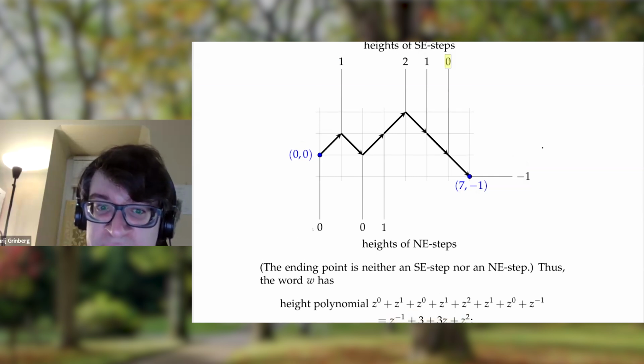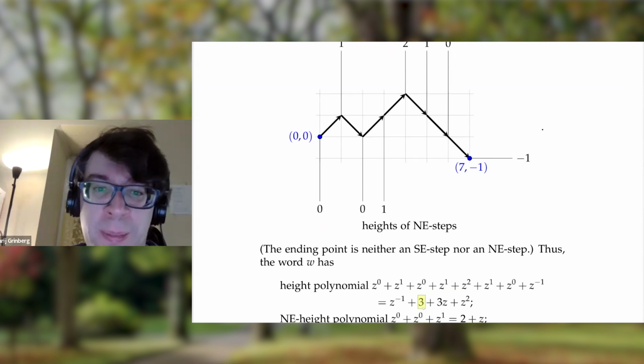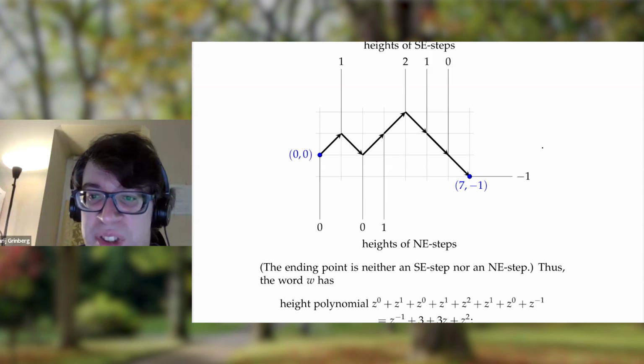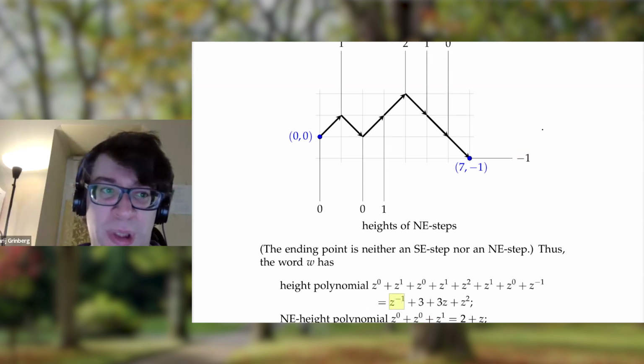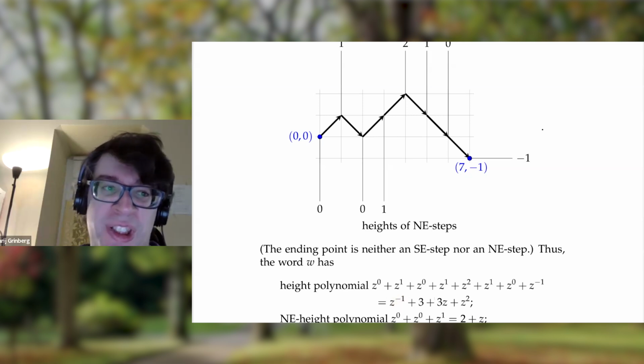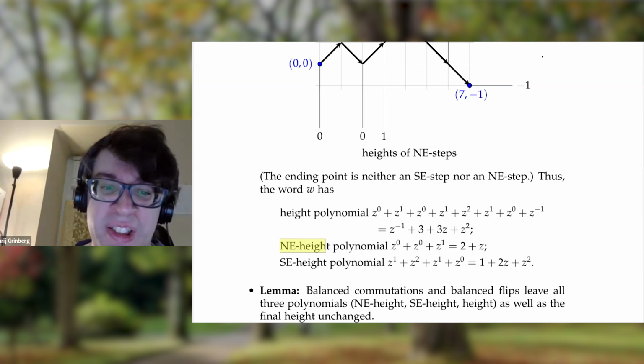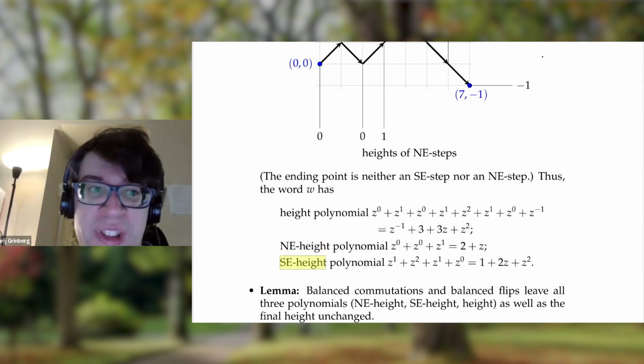So notice that there are three zeros. So the constant term is a 3. There is only one minus 1. So there is only one z to the minus 1, and so on. It's a Laurent polynomial, as you see here. But generally, its coefficients are just counting the number of points with a given height. And then there is NE height and SE height, where you only count the northeast steps or the southeast steps.